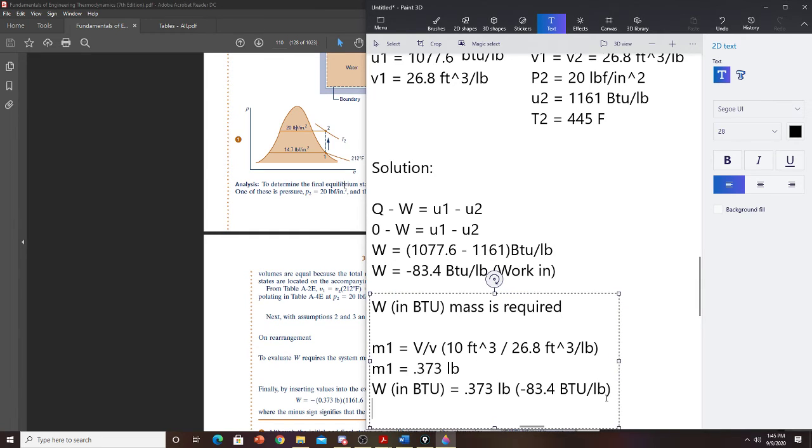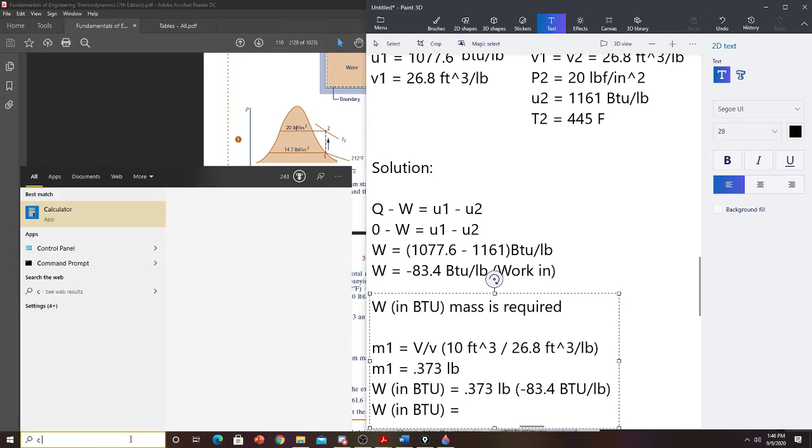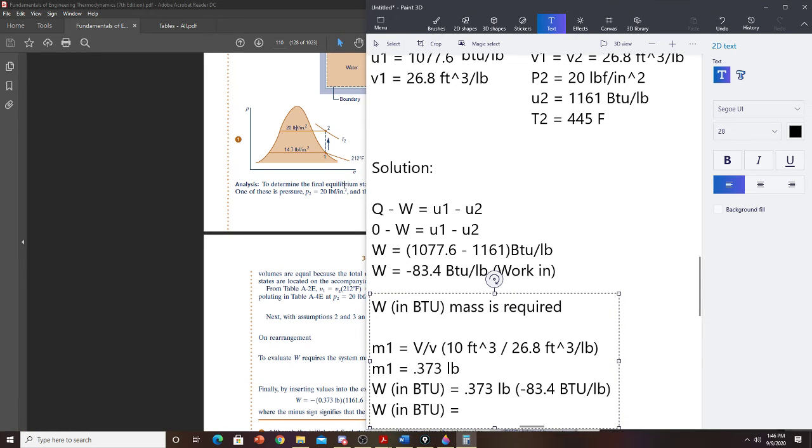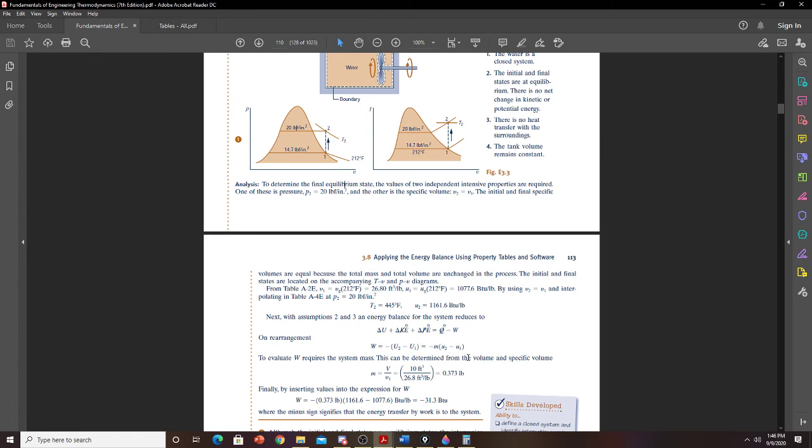And then if you move down here, you get work in BTU is equal to that, which, if I had my calculator out, which I don't because I get rid of it every time, you have 0.373 times 83.4, and you get 31.1, which is exactly what they got. 31.1 BTUs. Okay, so they got 31.3, but that's due to rounding errors, all right? 31.3, same thing for me, okay?